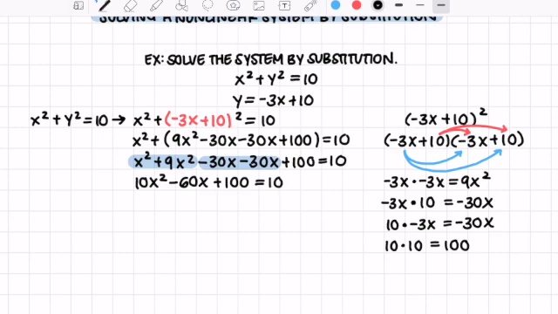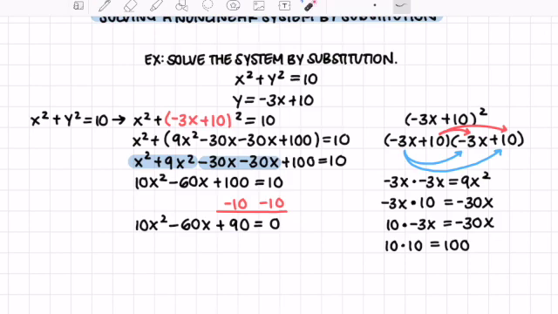So from here, all I want to do now is get rid of the 10. Subtract 10 on both sides. When I do that, I'm left with 10x to the power of 2 minus 60x plus 90 equaling 0. And then since I see that there is something I can factor from all three, I could take out a 10. I'll do that first. So I'll take out a 10 from all of them.